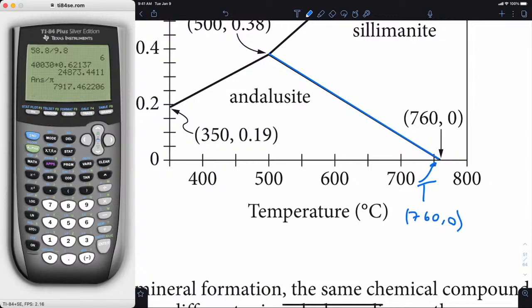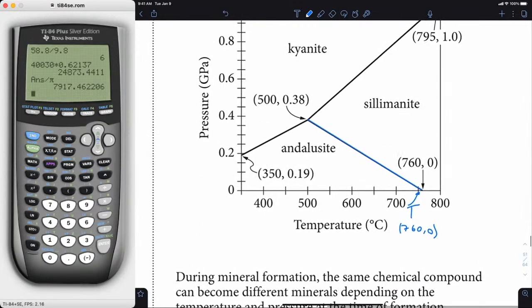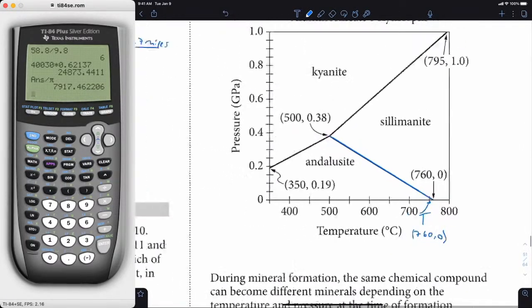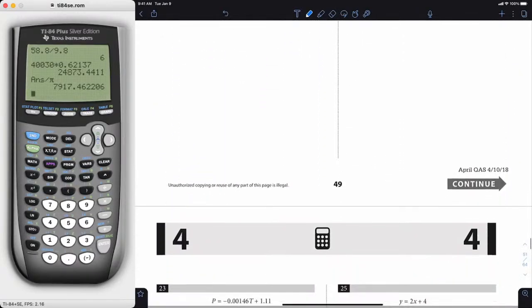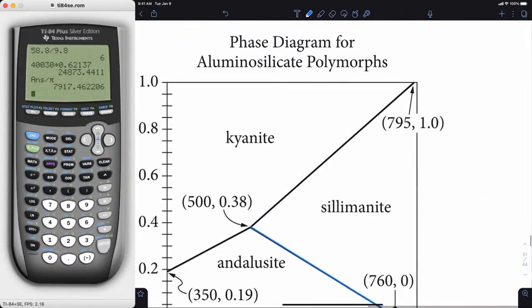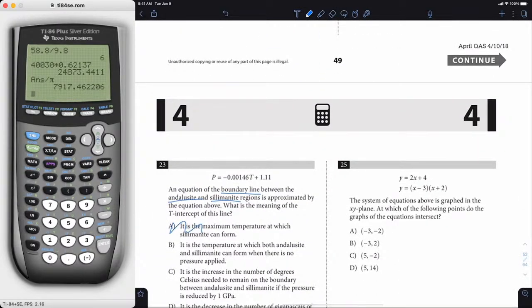It's kind of like an x-intercept. But essentially, it's going to be the maximum temperature at which Andalusite and Sillimanite can both form. Not at which Sillimanite can form. That's not right, because look, Sillimanite can form at 795 degrees way up here. 760 is not greater than 795, therefore A is out.